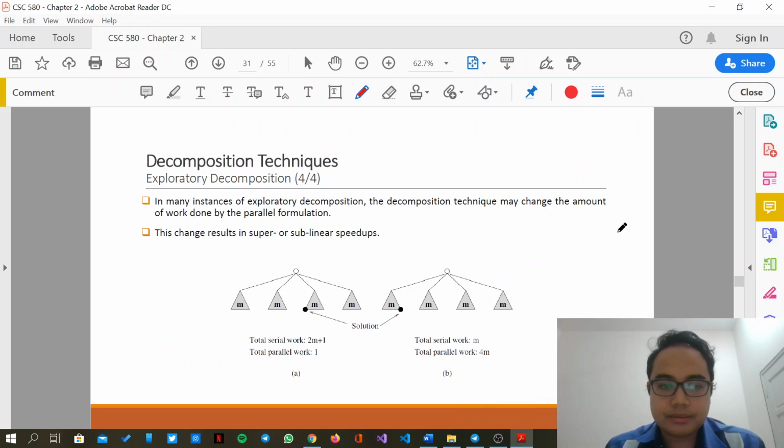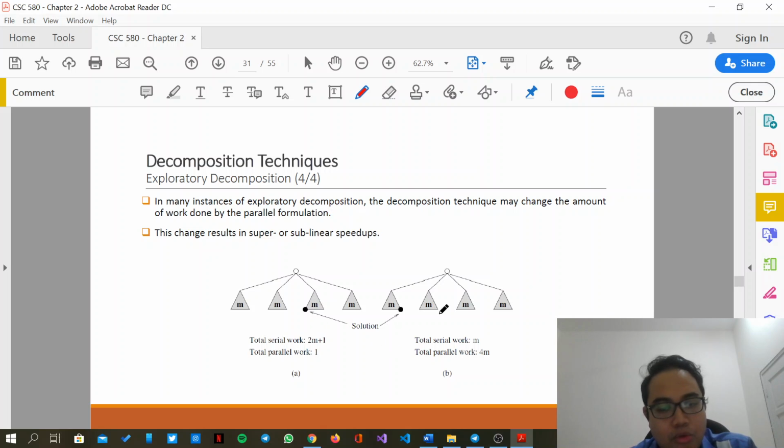Okay, next. Exploratory decomposition. In many instances, exploratory decomposition technique may change the amount of work done by parallel formulation. This change result in super or sublinear speed up. For example macam ni. So contoh dia, solution dia third trial baru kita akan jumpa. Ni kalau kita buat sequential, 1 tak jumpa, 2 tak jumpa, 3 baru kita jumpa. So task dia makan masa tak? Makan masa. Tapi kalau buat in parallel, macam mana? Masing-masing proses 1 buat, proses 2 buat, proses 3 buat, proses 4 pun akan buat. Terus dapat jawapan dekat proses 3. Proses 3 akan run sekali je.